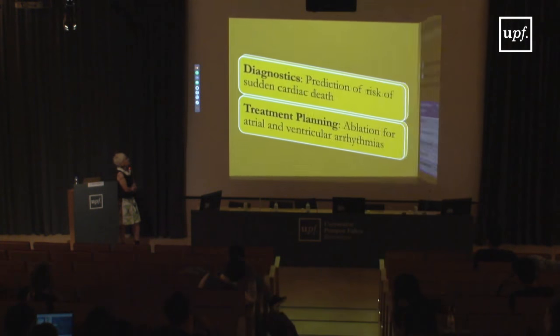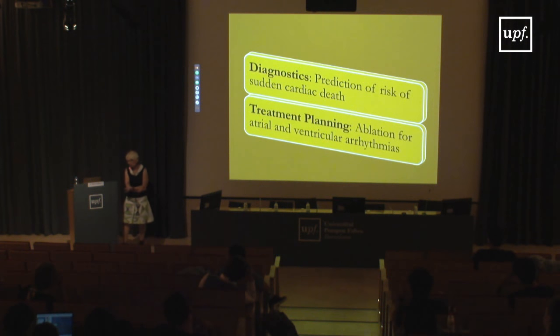So this was the diagnostic part. What I want to do in the remainder of my talk is to talk about treatment planning. Now we are going to talk about ablation for atrial and ventricular arrhythmias. And I want to start with atrial arrhythmias.